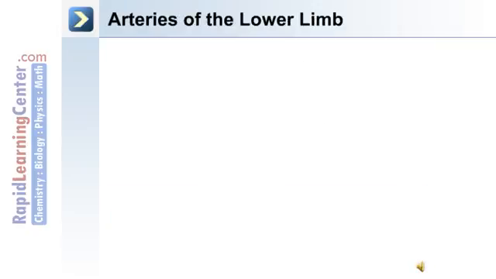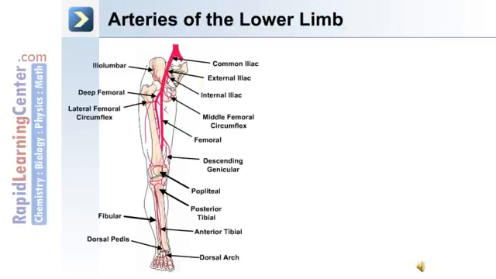The arteries of the lower limb. The common iliac and the internal and external iliac bring the blood flow into the pelvic region and eventually on to the lower limb. In the thigh region, the arteries include the middle femoral, the deep femoral, and the femoral artery. The lateral femoral circumflex around the hip region.